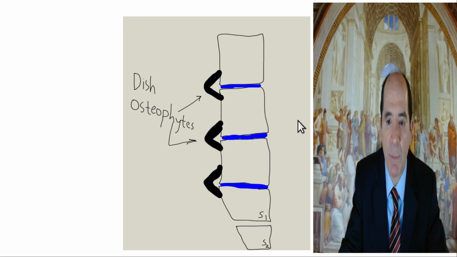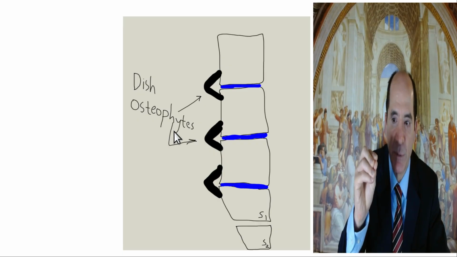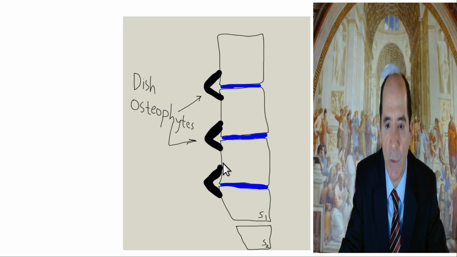So here's a lumbar spine x-ray. This would be the top sacral vertebra, S1, lumbar L5, L4, L3. And these are bulky bridging osteophytes. An osteophyte is a bone spur. What happens is when the disc degenerates, you can tell by its loss of height, or desiccated is another word for it.